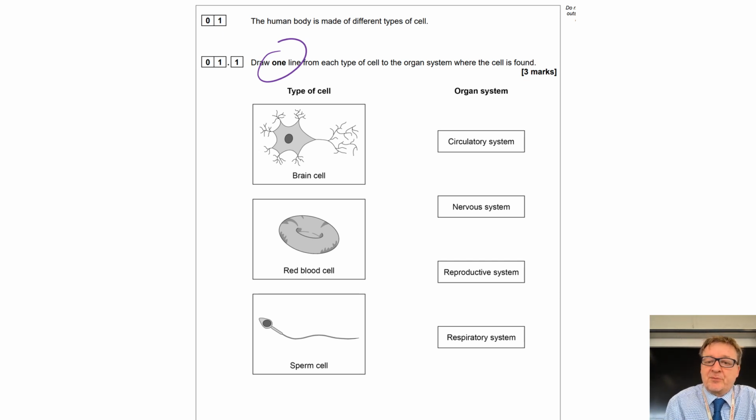Okay, so a brain cell. What you've got to do on this one is get a ruler out. Don't do funny little squiggly lines. Now I haven't really got a ruler, I'll try and do it straight. Nervous system. A red blood cell, so that's not reproductive. It's not respiratory because that's breathing. That is then the circulatory system. And the third one, sperm cell, that's not respiratory because that's breathing. So that is then the reproductive system.